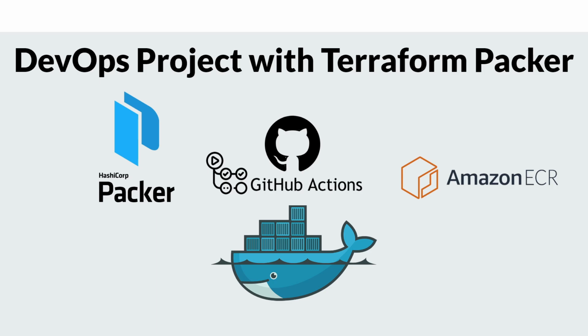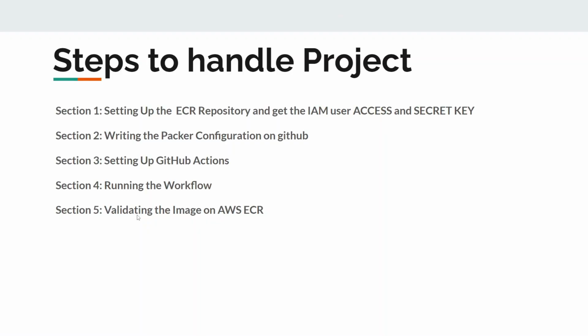So let's see what steps we are going to discuss in this session. We are going to create a new ECR repository on the AWS side, and create a user access key and secret key. That same access key and secret key we're going to use to log in to the Docker repository and push to the ECR repository.